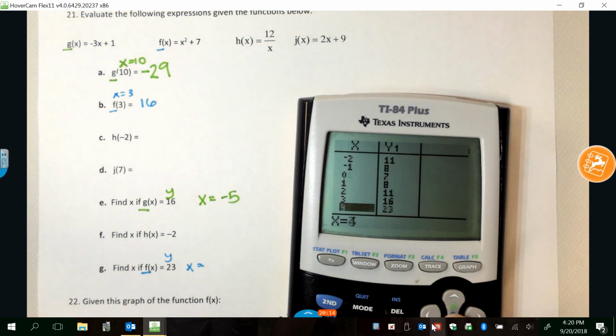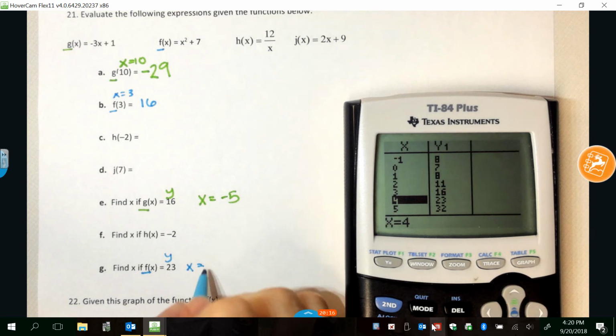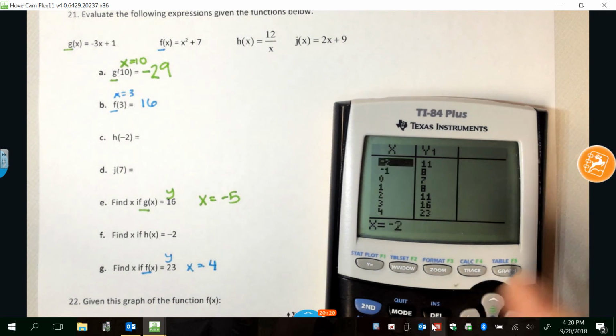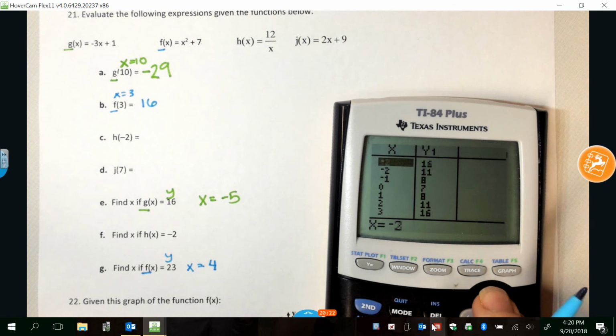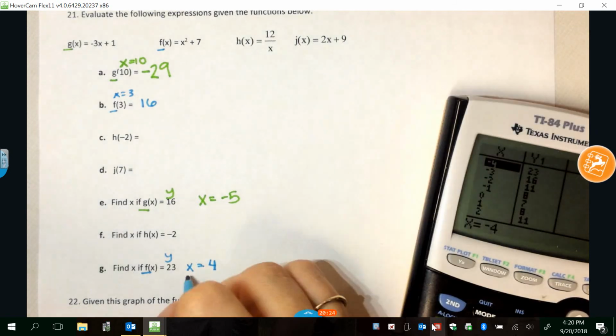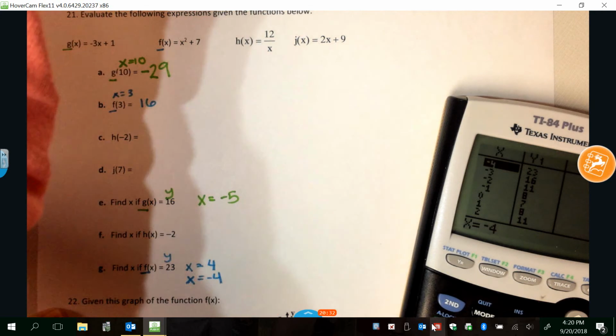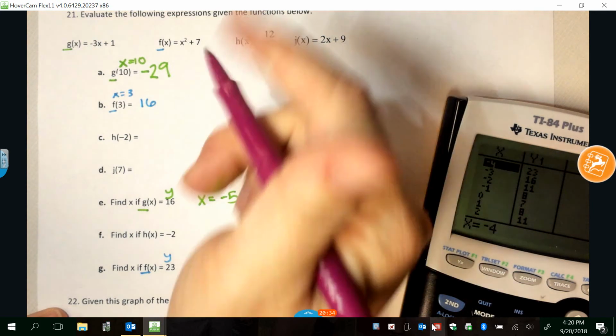So I'm going to find where y is 23, and it's right here at 4. But guys, I want you to be careful, because remember, this is a U shape, and see, numbers, they happen multiple times. So it's also x equals -4. Okay, we talked about that, being careful with quadratics, because they can happen multiple times. Okay, now let's do the h of x equation.